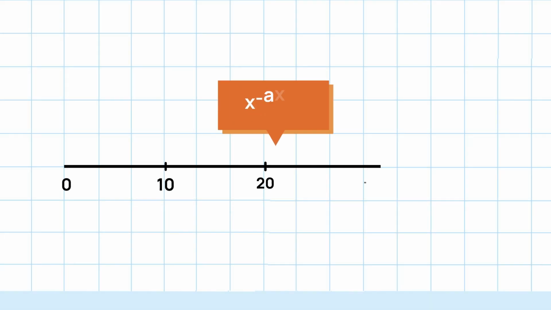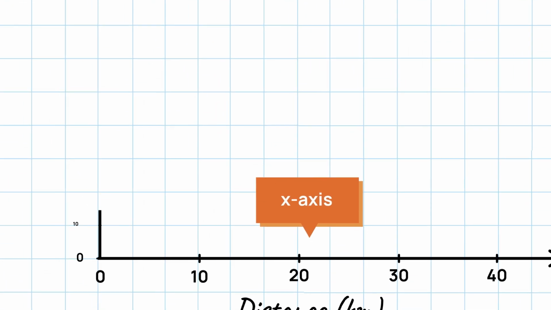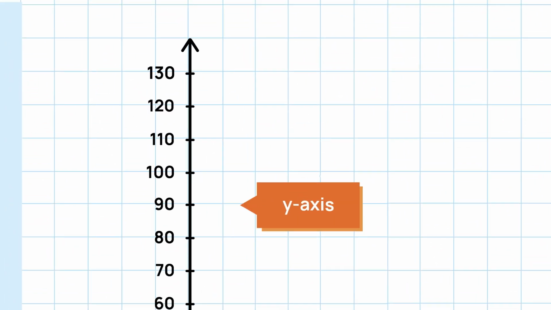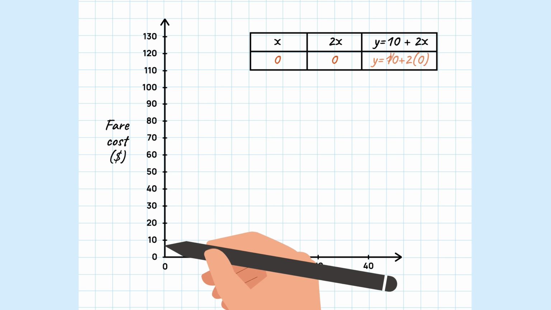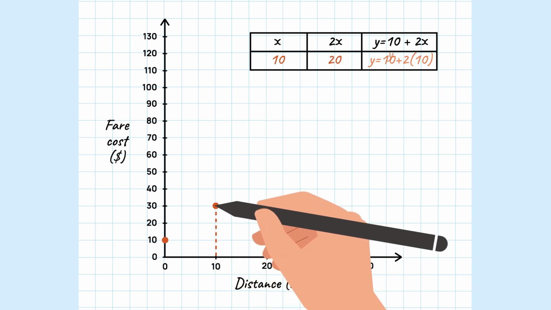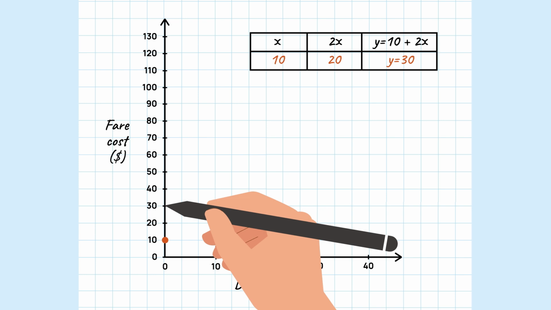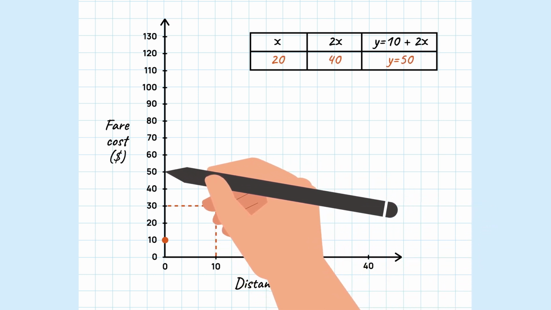Along the bottom, the x-axis, we have distance in kilometres. Along the side, the y-axis, we have the fare cost in dollars. When x is 0, y equals 10. When x is 10, y equals 30. When x is 20, y equals 50.